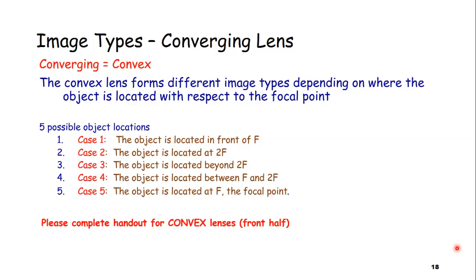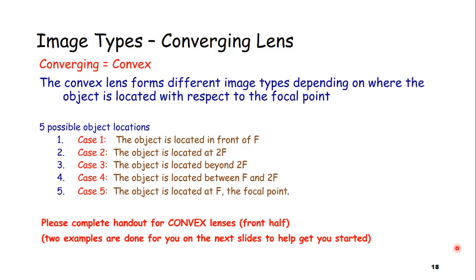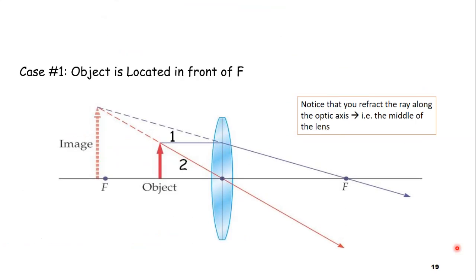Please complete the handout for a convex lens, the front half. Two examples are done for you, and go to the next slide to get started. Here case 1 is the object located in front of F, and we draw a diagram.